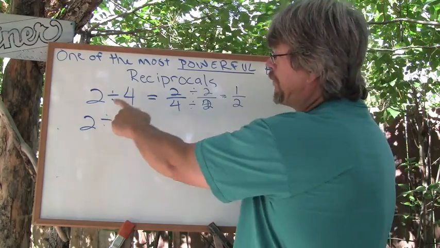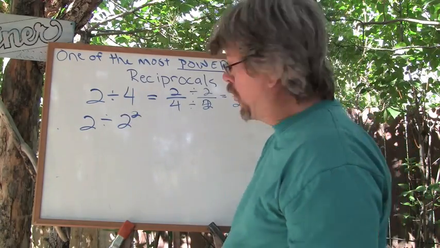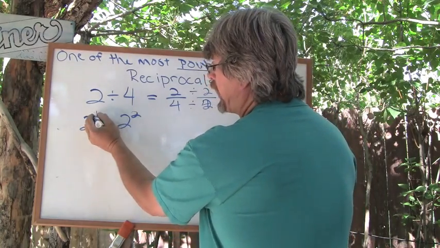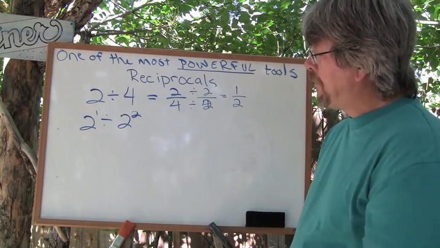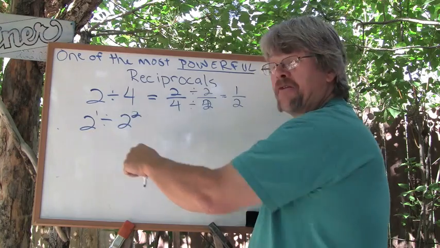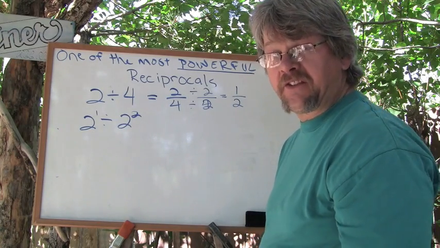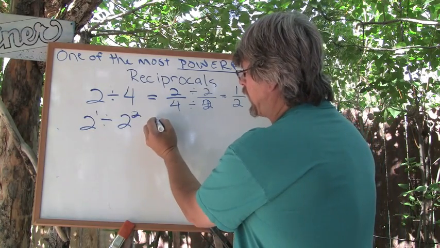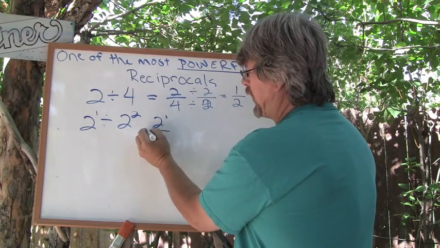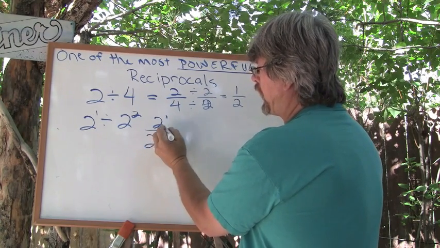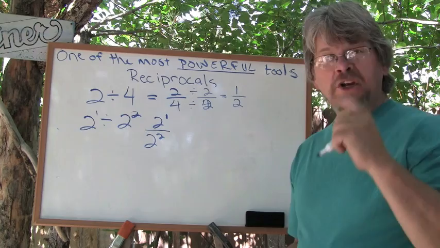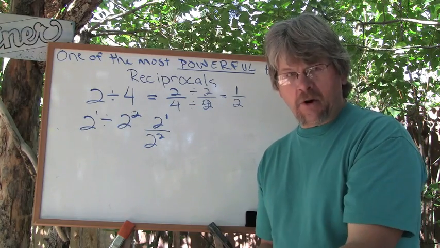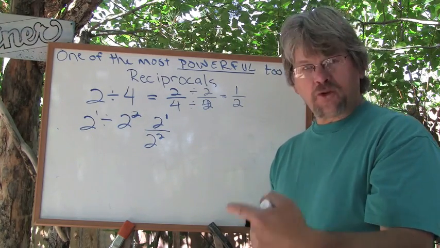Watch what happens when we put this in exponent form. 2 to the first divided by 2 to the second. Remember, every number has that exponent whether you see it or not. Well, this just simply equals 2 to the first divided by 2 to the second. But we know when we divide exponents that we subtract the exponents.